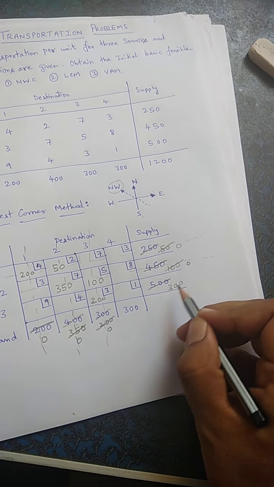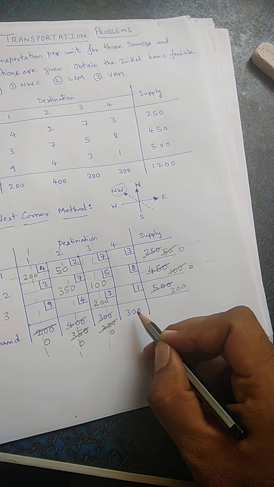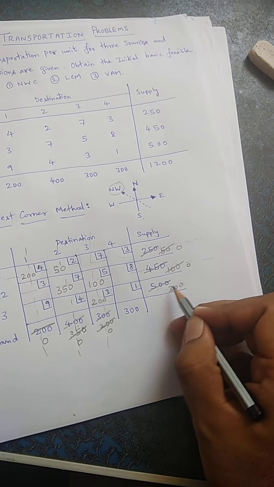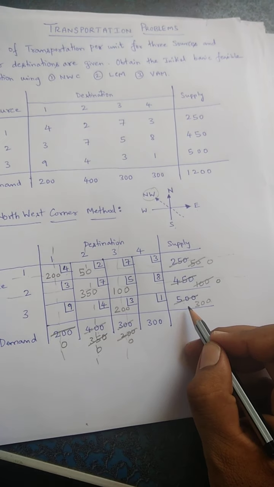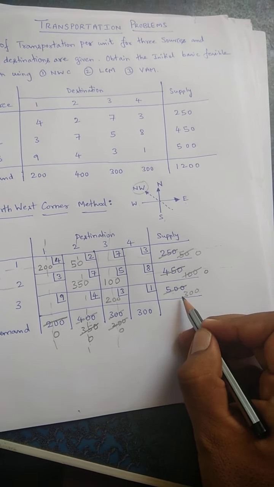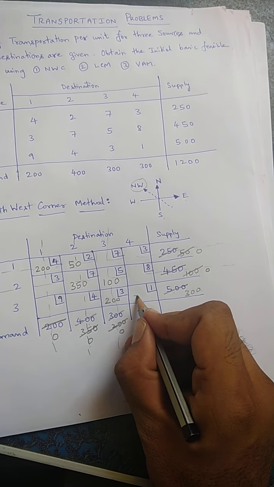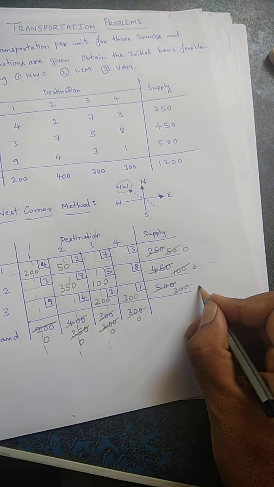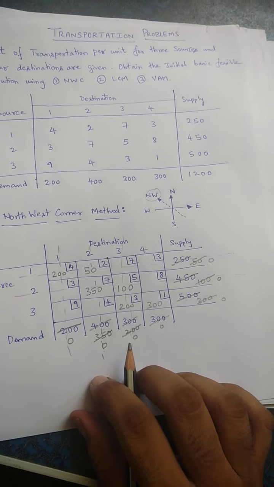Observe, this is 300 and this is 300. At the end of allocation, you should always observe that these will match. If they don't match, then we have made an error somewhere. Luckily this is matching, so we are correct. Hence 300 supply and 300 demand are completely allocated to this place, and both become 0. So this is how we make the allocation.